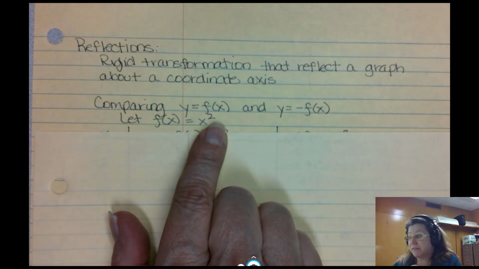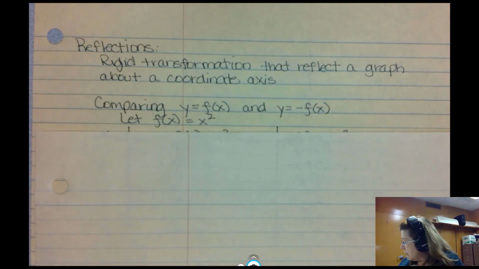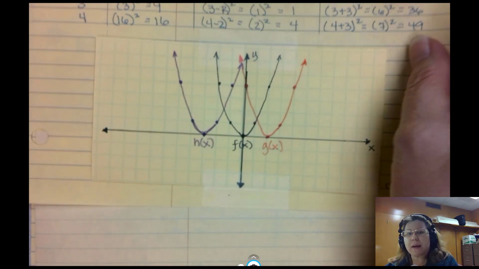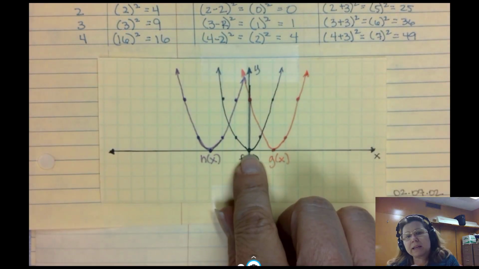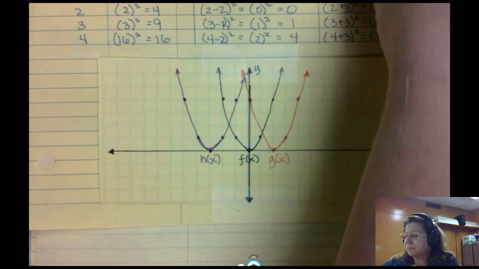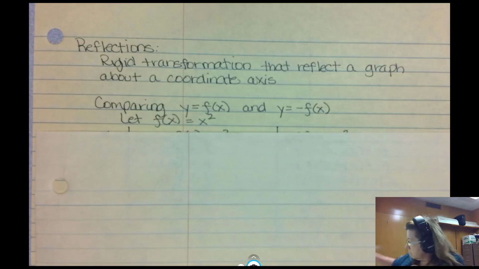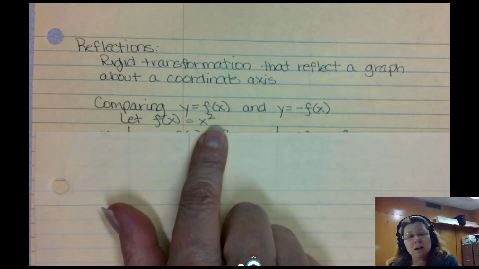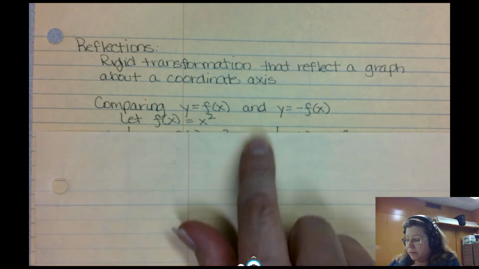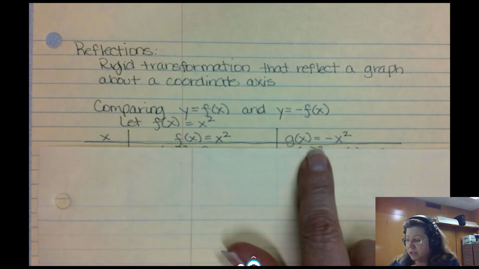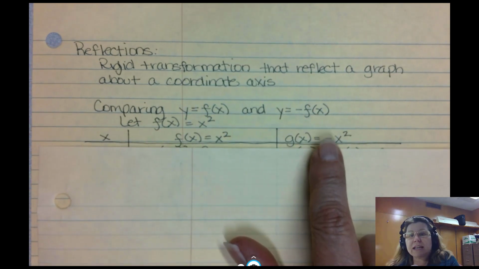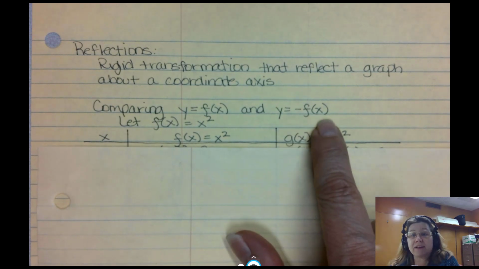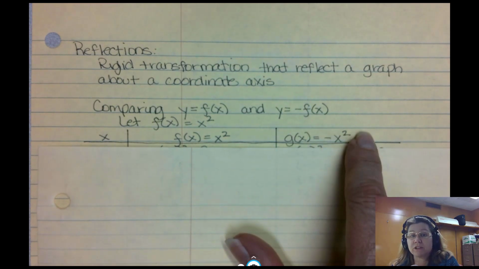We've already graphed this. It's a parabola. So here's our f of x right here. We know it's a parabola, and if we have a function g of x, which is actually the negative of f of x, so that's negative x squared.